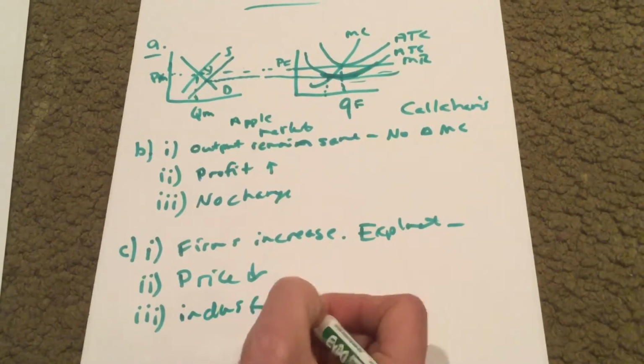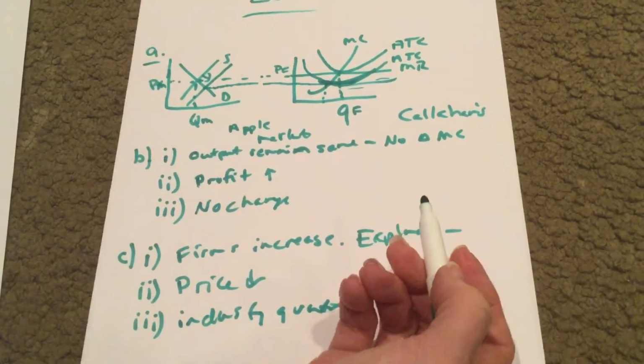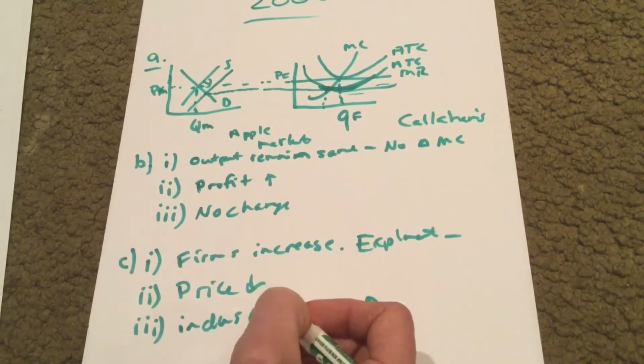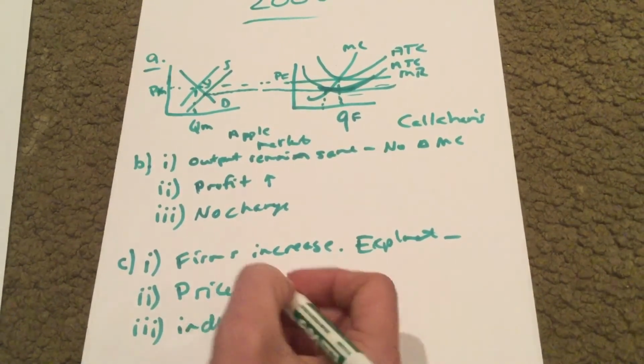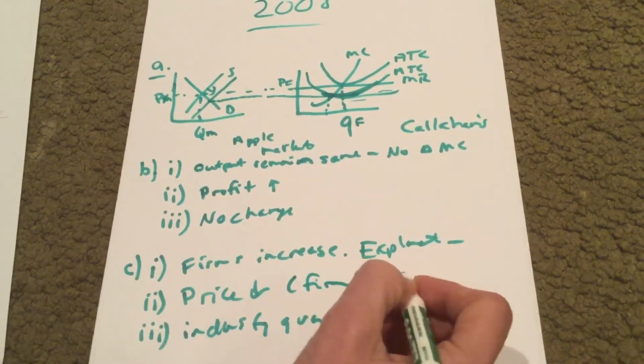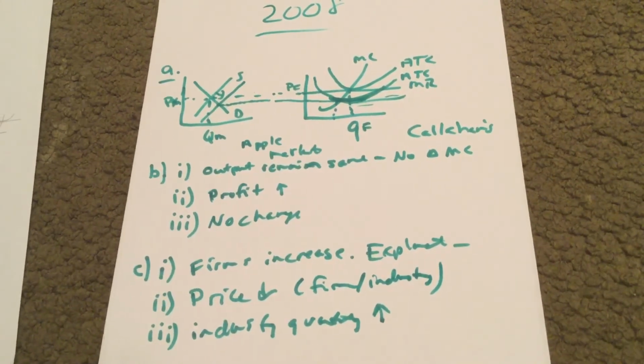The result of your industry quantity increasing is because your supply curve has shifted to the right as a result of profit. So your industry quantity is going to increase, and the price in both the firm and the industry decreases. Okay, I hope that's clear, and we'll look at the 2017 one in class tomorrow.